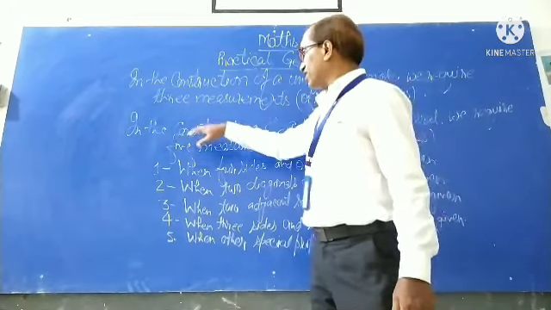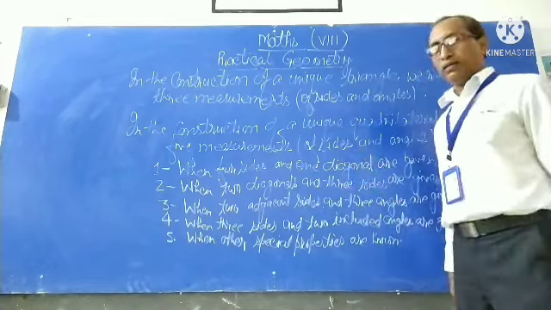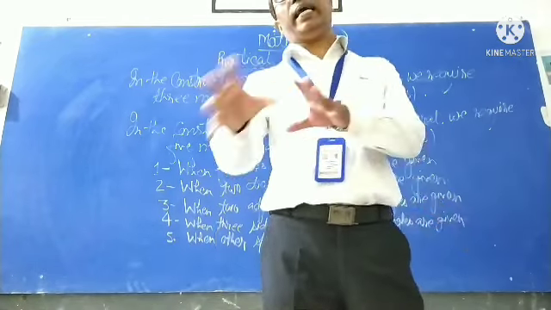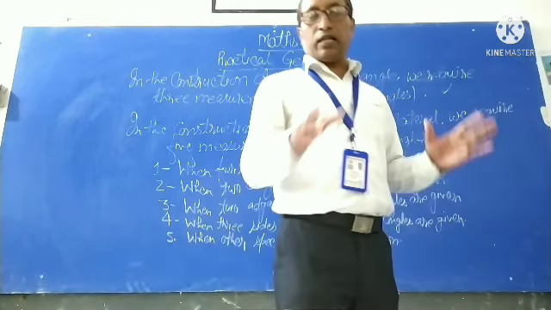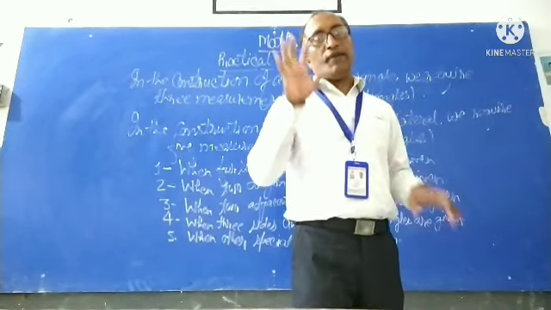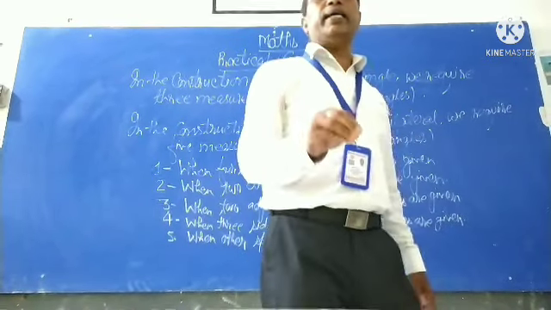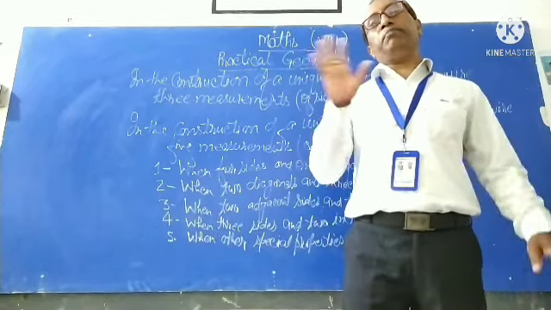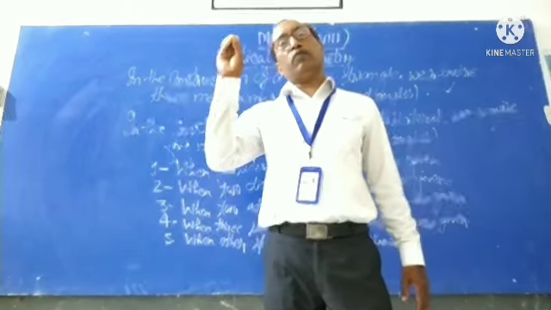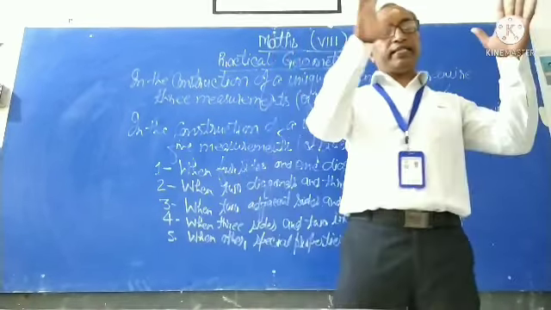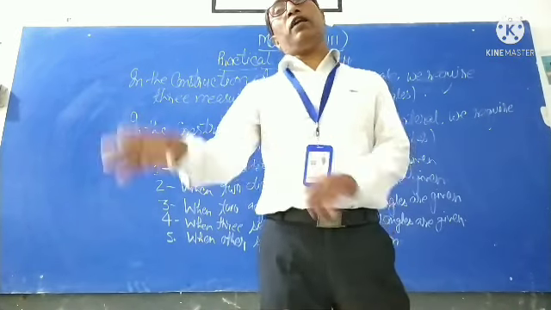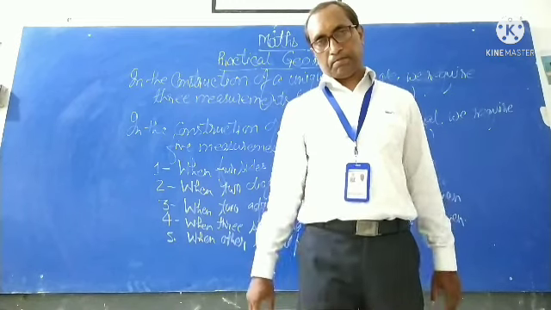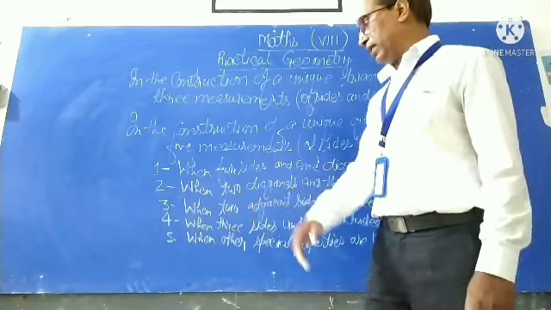But in construction of a unique quadrilateral, we require 5 measurements of sides and angles. If we have 5 parts of a quadrilateral, 5 measurements, then we are able to construct a unique quadrilateral. And those conditions are given here.